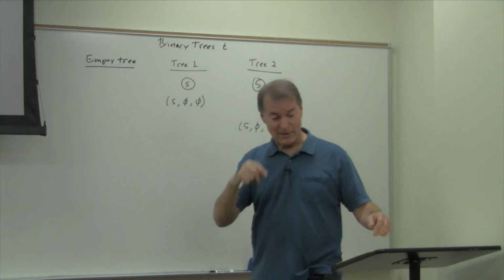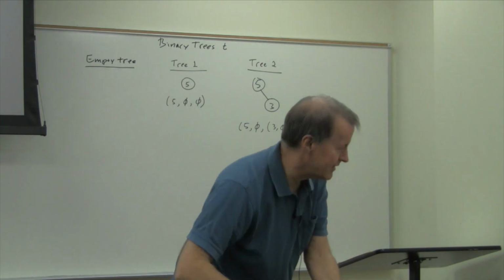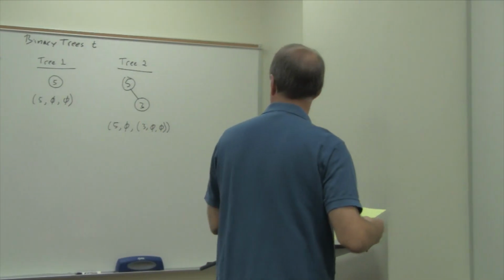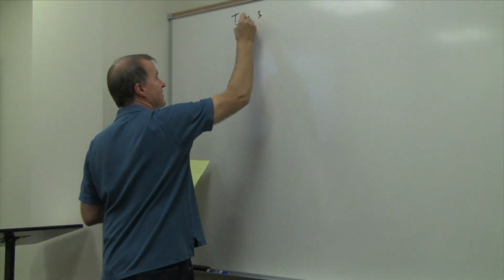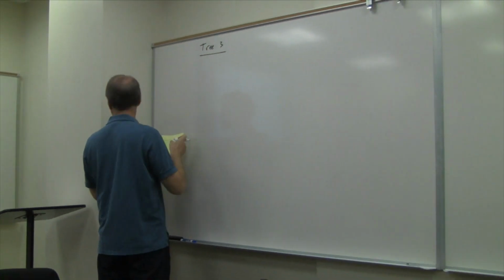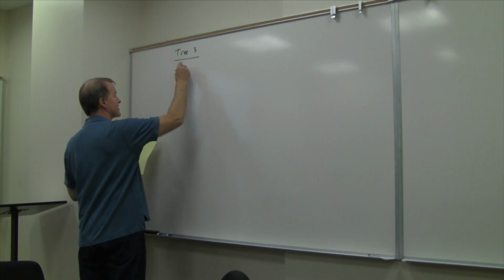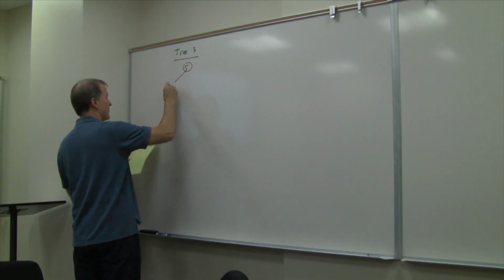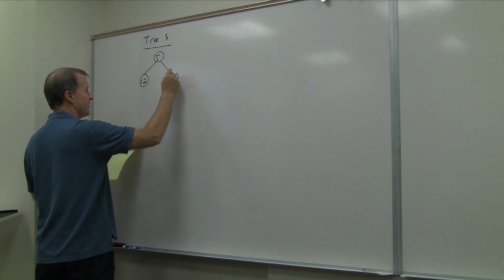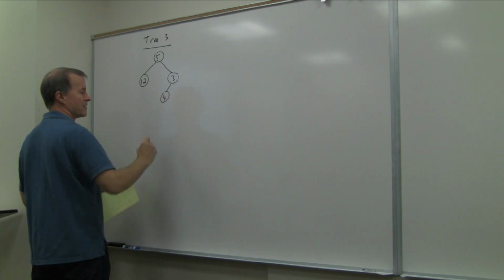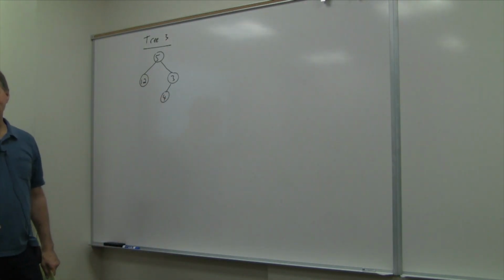Okay, and it looks like I'm going to have to use this board here for the next one. So that's tree 2, and here's tree 3. Tree 3 is going to look like this. If we draw this tree, it's going to look like this. 5, 12, 3, 4. Okay?